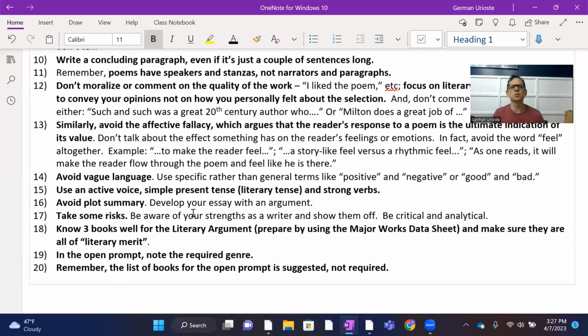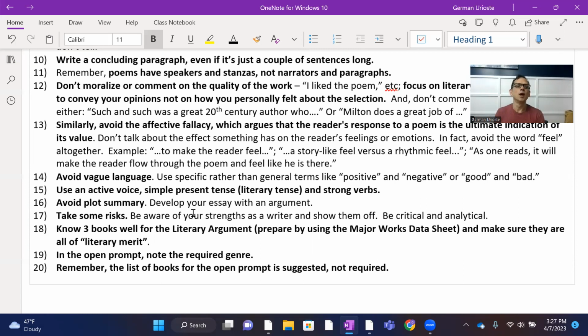Try to use active voice, simple present tense, and strong verbs to the extent that you can. Present tense in particular. And remember, why do we use present tense? Because we're making an argument. We're not summarizing what happened. You're making an argument, right? So in that case, you use the literary present. You want to avoid plot summary, right?